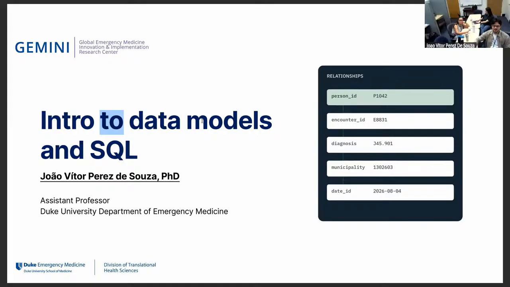Okay, so getting started here. Good morning, good afternoon, folks. Thank you for coming. My name is João Vitor. I'm an assistant professor here at the ED department at Duke. And I'm going to give a brief introduction on data models and maybe get to some SQL, or "sequel," depends who you talk to, they're going to say this in different ways.